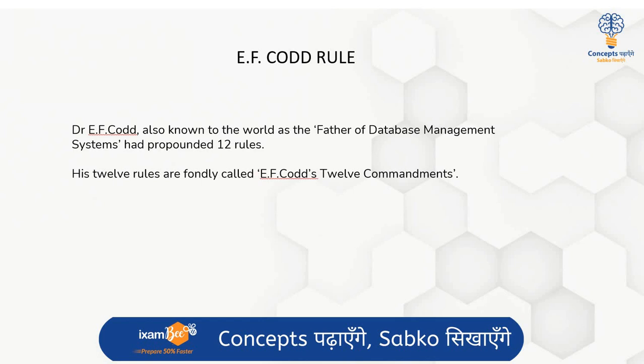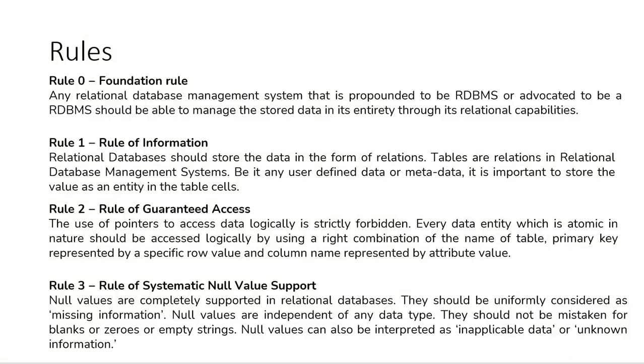The topic is E.F. Codd rules. E.F. Codd is also known as the father of DBMS, and he proposed 12 rules. Basically, there are 13 rules because the numbering starts from 0, but we popularly call them the 12 rules. These rules are called E.F. Codd's 12 commandments, which a DBMS has to follow in order to be a good DBMS. Keeping that in mind, we will now discuss the rules one by one.